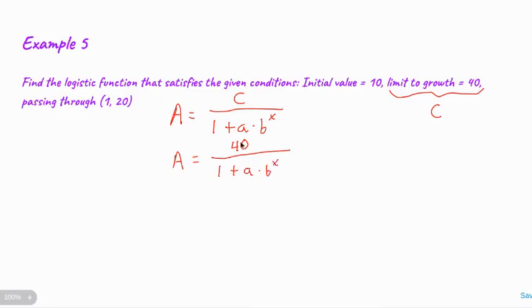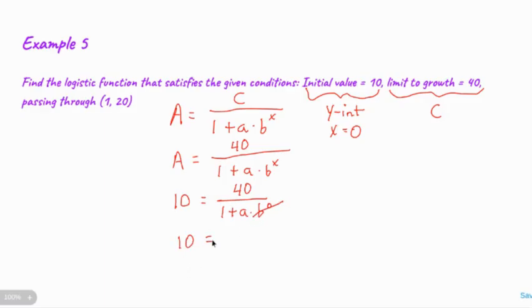Now, there's some logic we can use to find A, and then we can work backwards to find B. But I'm actually going to show you how to find them both working backwards. Let's find the initial value. Remember that your initial value is your y-intercept. This is when X equals 0. So we're going to plug in 10 for our big A. Okay. 1 plus A times B to the power of 0. That's when X equals 0. Now, anything to the power of 0 is 1, so we're just going to cross that off.